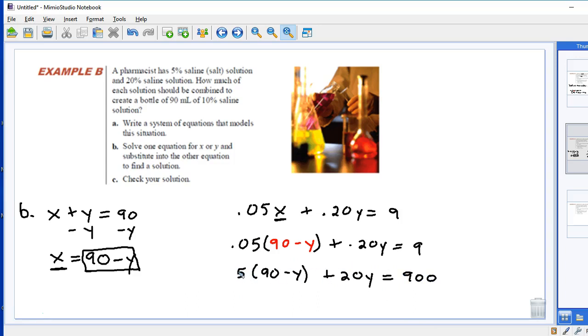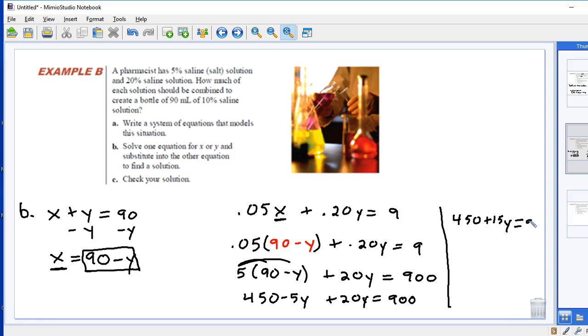So now I just have to combine my like terms. I'm going to distribute the 5 to both of them, and 9 times 5 is 45, so that is going to be 450 minus 5y plus 20y equals 900. Now combining my y's, I have minus 5 and plus 20, so that's going to be 15. I kind of ran out of room, so I'm just going to say I'm going over here. So I've got 450 plus 15y equals 900. Now subtract 450 from both sides, and I end up with 15y equals 450. Then divide both sides by 15, and I get y equals, well, 45 divided by 15 is 3, so that's going to be 30.